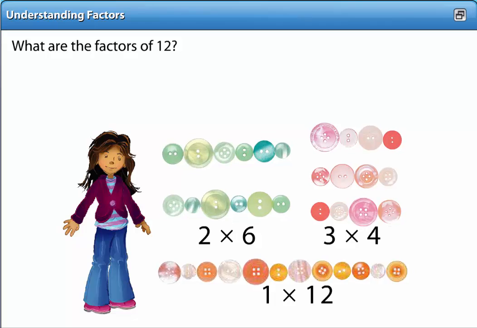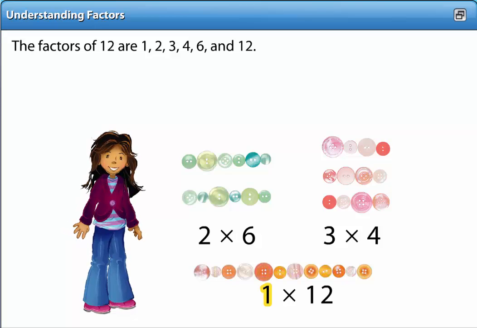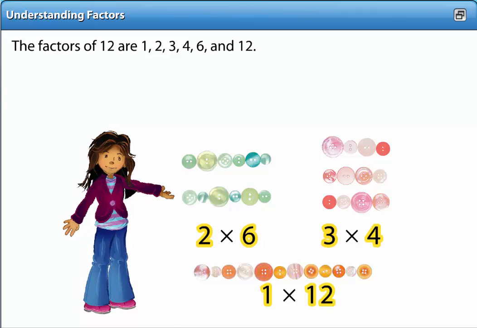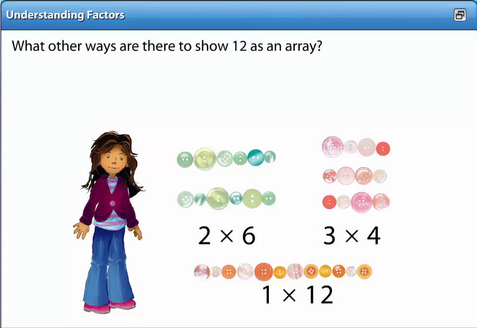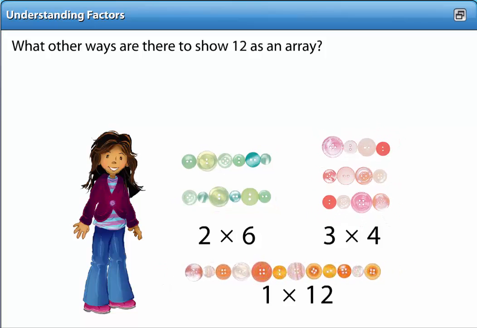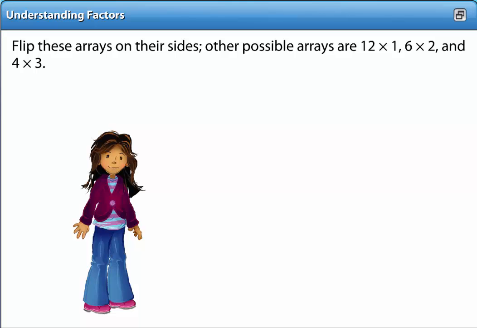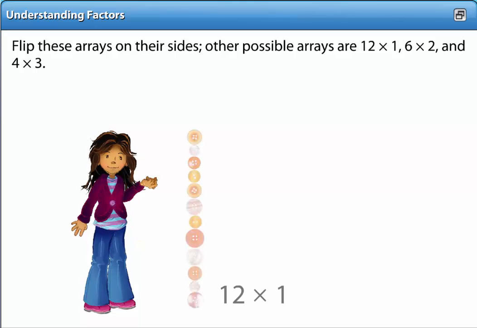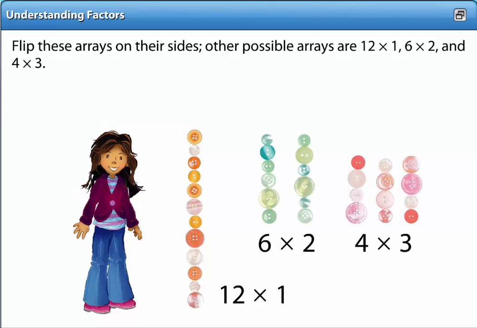What are the factors of 12? The factors of 12 are 1, 2, 3, 4, 6, and 12. What other ways are there to show 12 as an array? Flip these arrays on their sides. Other possible arrays are 12 times 1, 6 times 2, and 4 times 3.